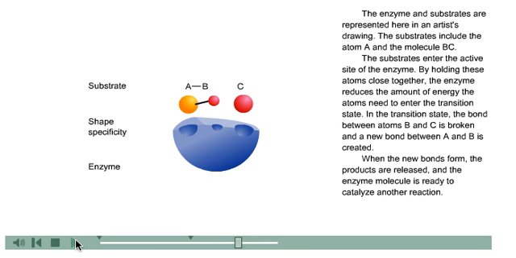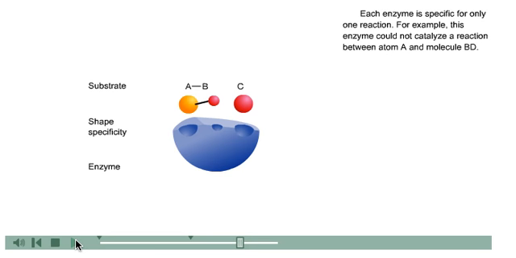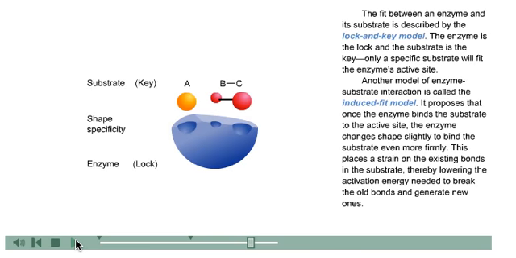catalyze another reaction. Each enzyme is specific for only one reaction. For example, this enzyme could not catalyze a reaction between atom A and molecule BD. The fit between an enzyme and its substrate is described by the lock and key model. The enzyme is the lock, and the substrate is the key. Only a specific substrate will fit the enzyme's active site.